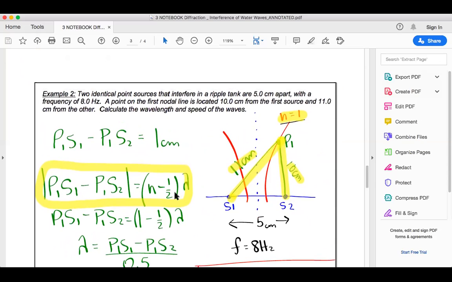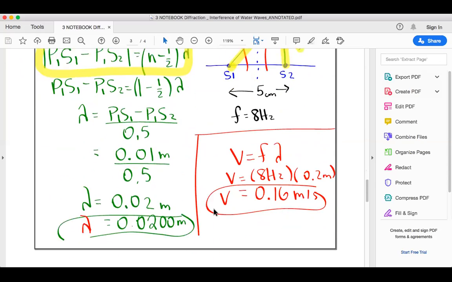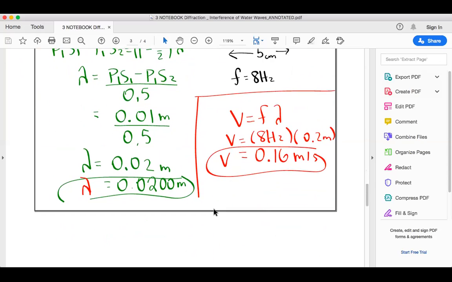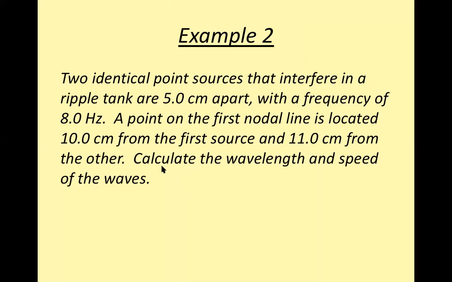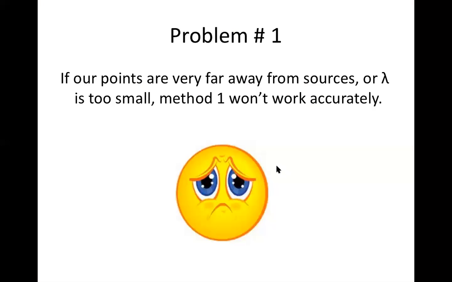And then the second part of the question, it says, what is the speed of the wave? That universal wave equation, universal should tell you that it's useful in a lot of different questions. V equals F lambda, and we can solve for our speed of 0.16 meters per second. Okay, let's go back to our slides.